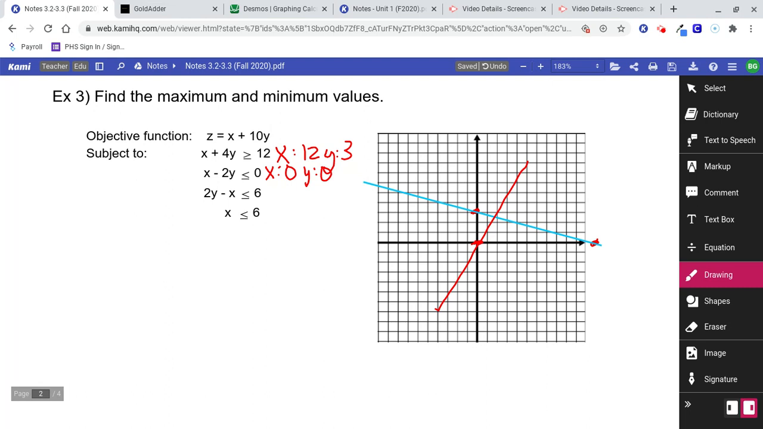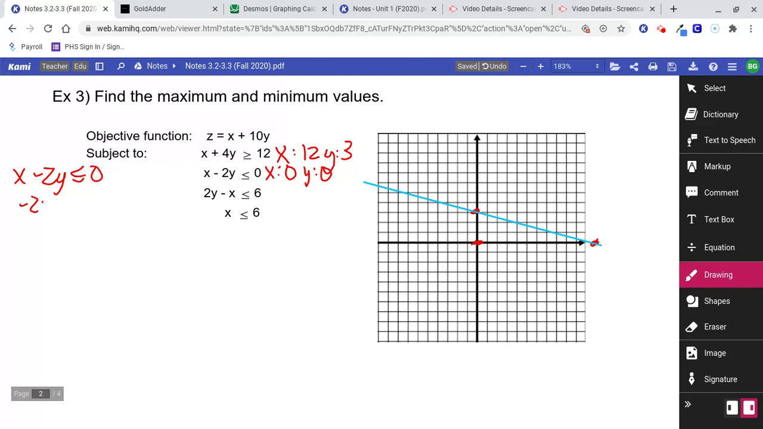We only have 1 point. We don't have 2 points. We don't have enough information to draw a line. Definitely not that line. So we need something else. The intercepts method isn't going to be good enough on this problem. So you've got a couple of choices. One choice is to put it in slope-intercept form. So x minus 2y is less than or equal to 0.